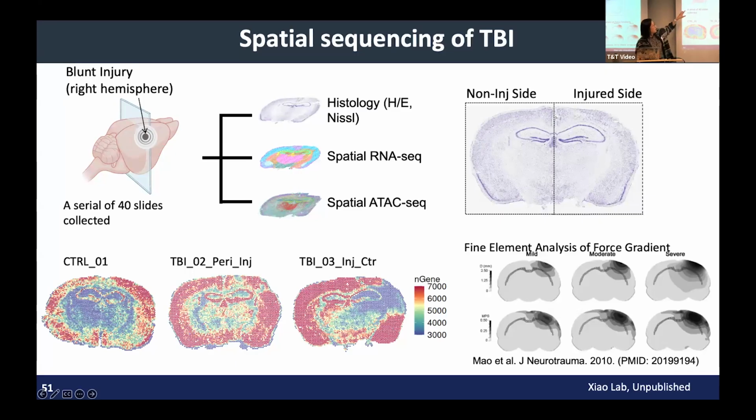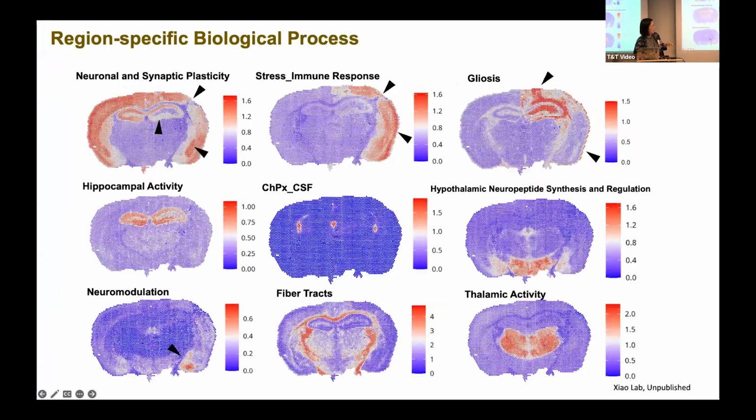And I'm showing here, when you have a blunt injury on one side of the mouse brain and you do spatial proteomics or spatial RNA-seq, you can look at different pathways very nicely. They're not single-cell changes, they are spatial changes. They are very confined, highly organized, and very specific to different brain regions.